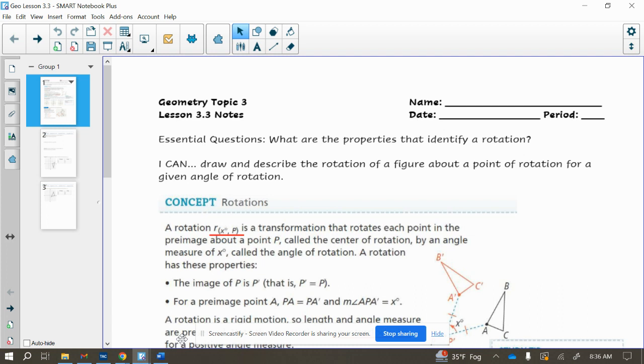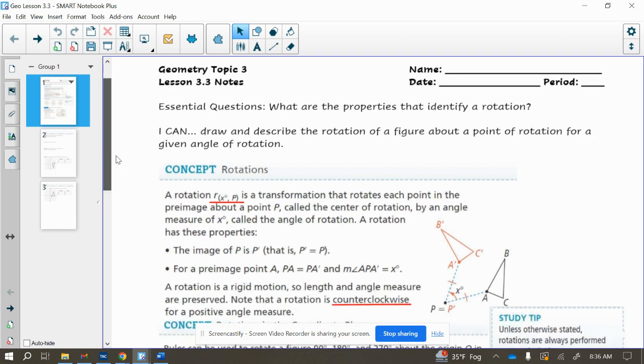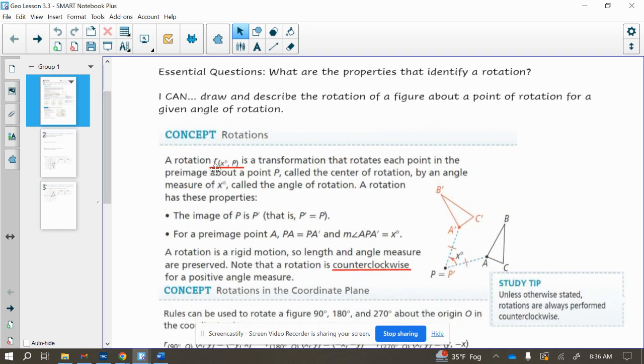And welcome to lesson 3.3. Today we are going to talk about our final rigid motion, and that is rotations. Now, rotation notation is represented with a lowercase r, the amount of degrees you are rotating, and then the point in which you are rotating around, in this case, point P.